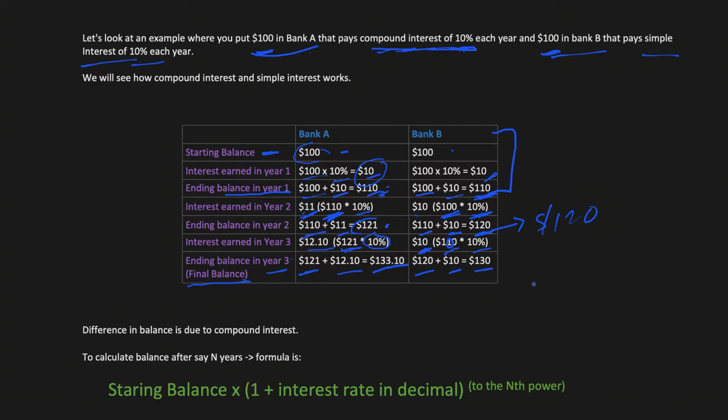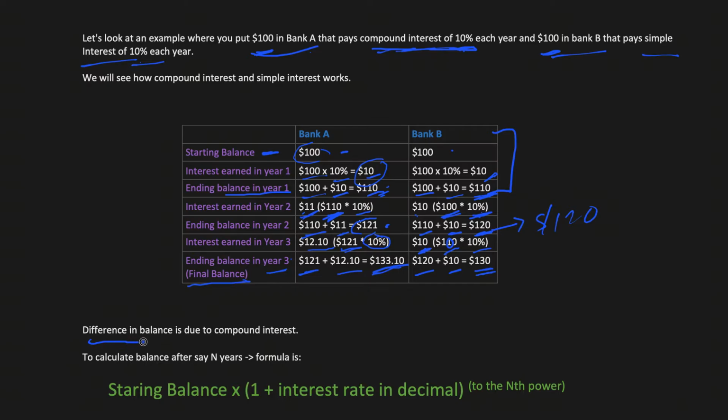So which is $130. Now you can clearly see how compound interest and simple interest work, and the difference that you see in the amount, $133.10 and $130, that is due to, I am sorry, let me erase that.